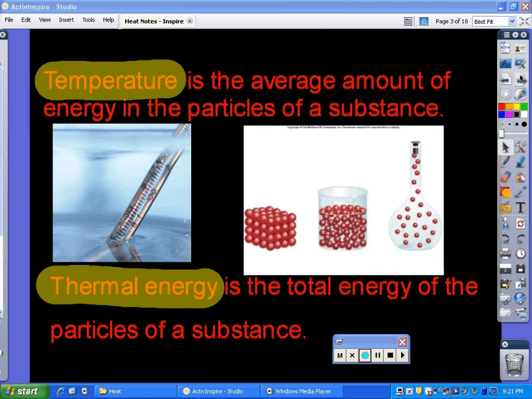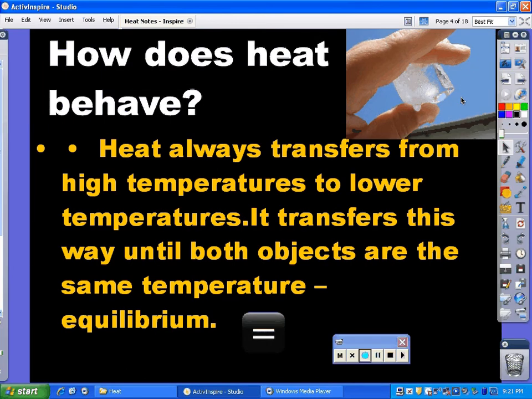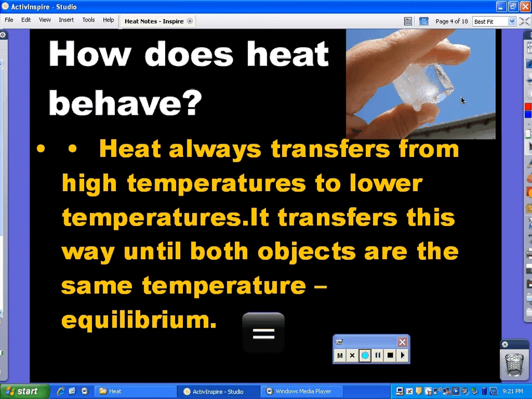So I think it's a good comparison. You can check out the Bill Nye video, Heat. There's a link on Edmodo. Go check that out again. That will also be kind of a helpful review. He really hits home that temperature versus thermal energy thing, I think.